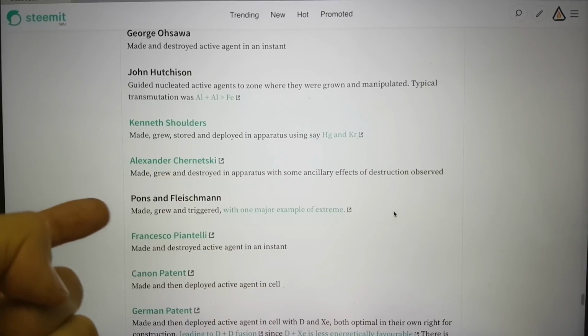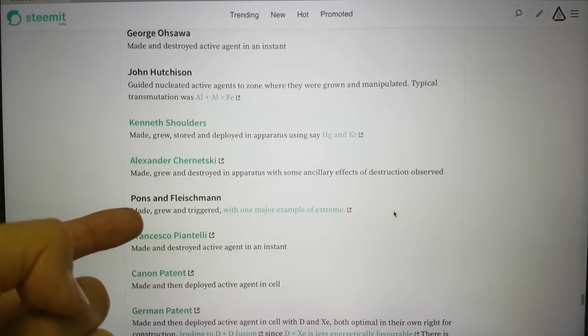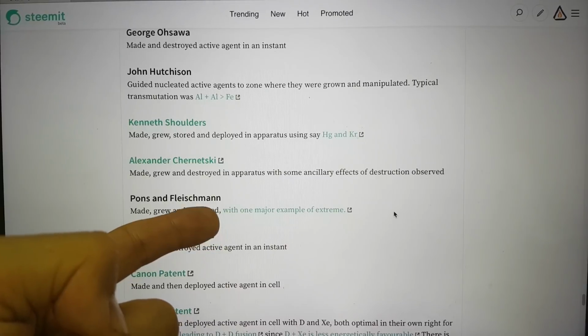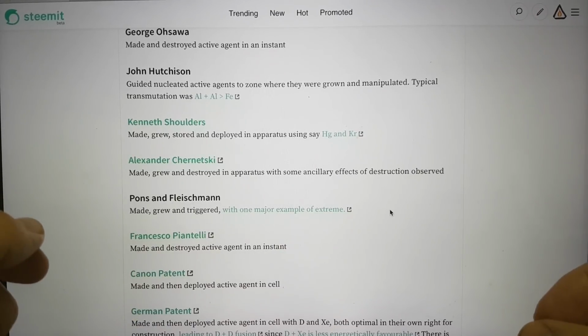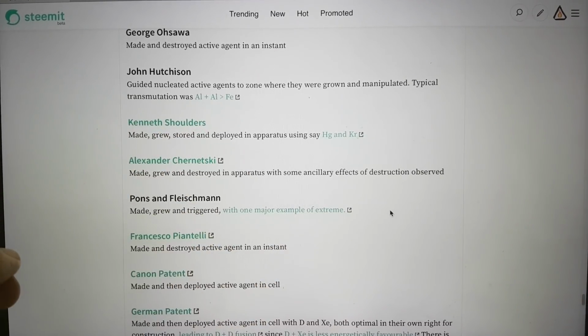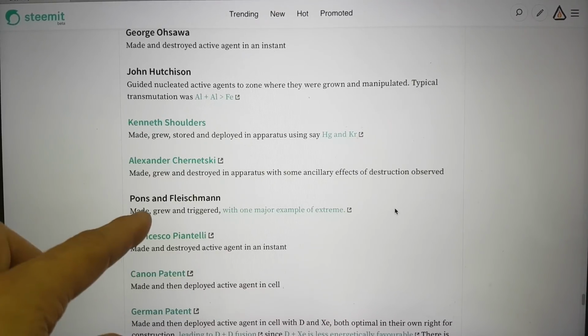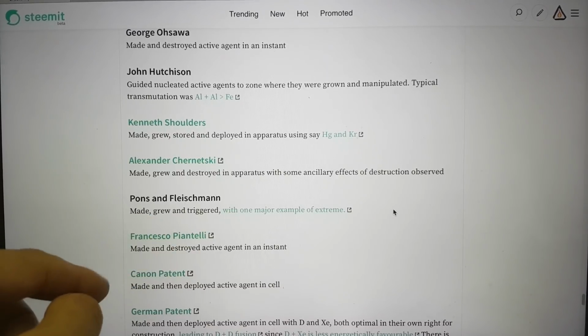Pons and Fleischmann, they made, grew and triggered, and their major example, the 1cc singularity, as it's known, this 1cc that apparently formed a ball lightning, it would seem, from the damage reported, and vaporized a large amount of material in their lab. They made, grew and triggered this.